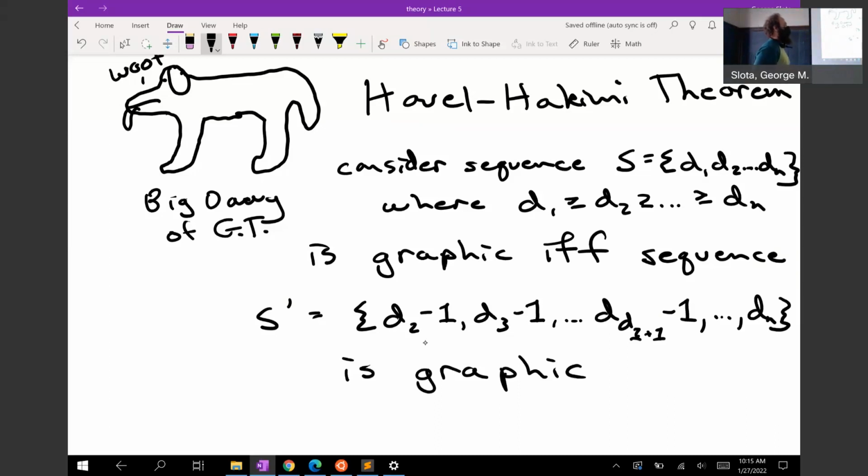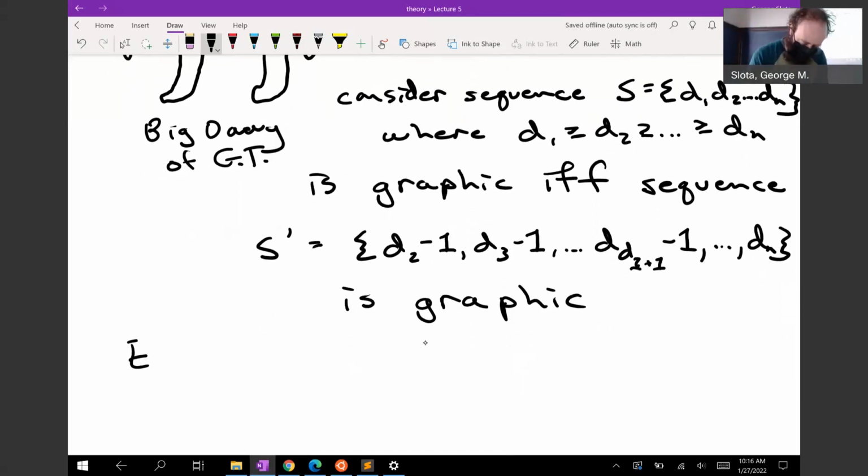So the Havel-Hakimi theorem essentially considers sequence S, again, in non-increasing order. That sequence is graphic if and only if some sequence S prime is graphic, where S prime is defined as D2 minus 1, D3 minus 1, up to the D sub D1 plus 1 minus 1, then through D sub n. So if S prime is graphic, then in fact, S is graphic. Let's do an example here. I think that'll make things a bit more clear.